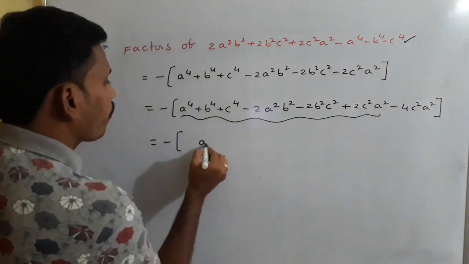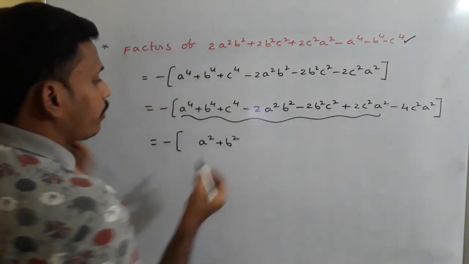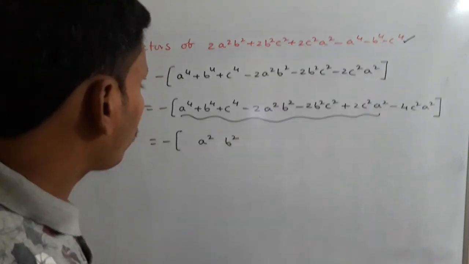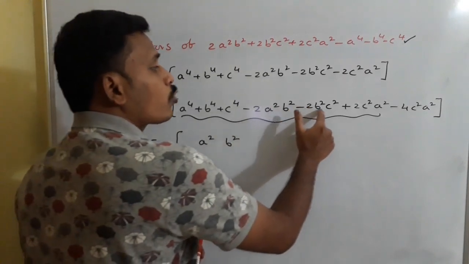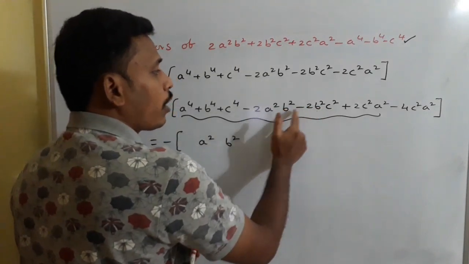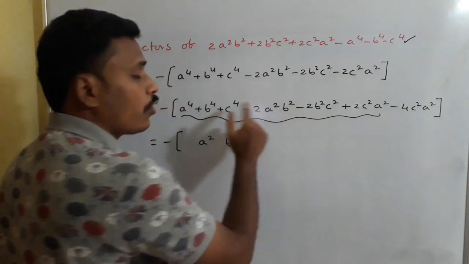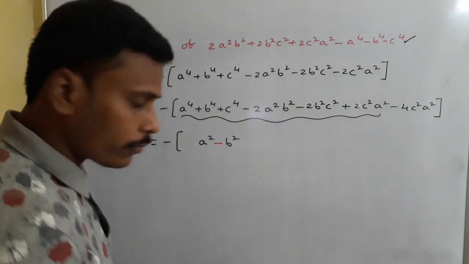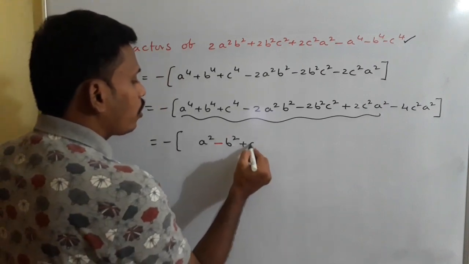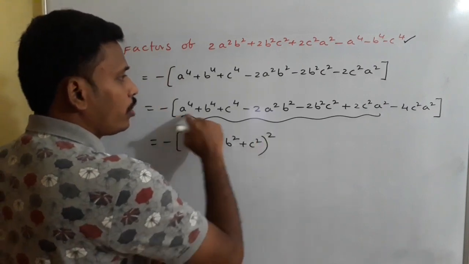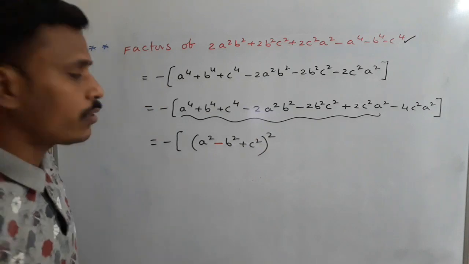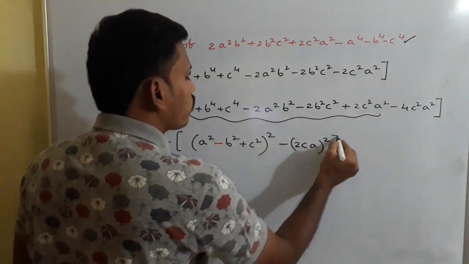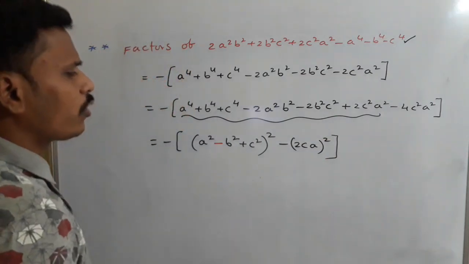Now they become like a square plus b square, okay, a square minus b square, because see, this minus 2a square b square minus 2b square c square, for these two terms we have minus sign where b square is involved. So I need to write a square minus b square plus c square whole square. Okay, so these 6 terms is just a square minus b square plus c square whole square minus this is 2ca whole square. From there it is easy for you to factorize.